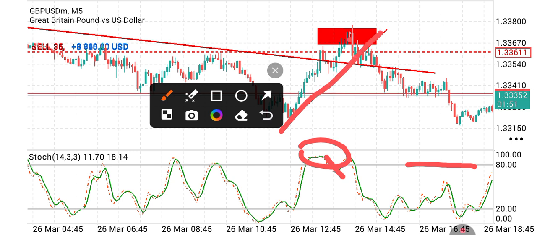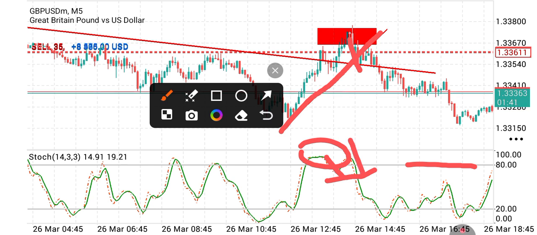Once the market breaks it and closes below it, I will check over here. If the market is inside this 80 line coming in like this, then I'll go for my sell position. So that is how I did it.